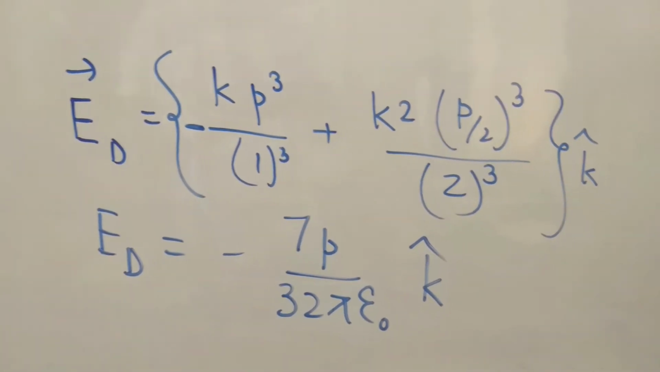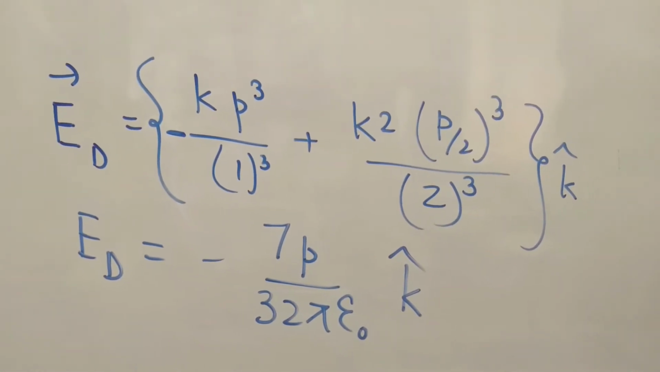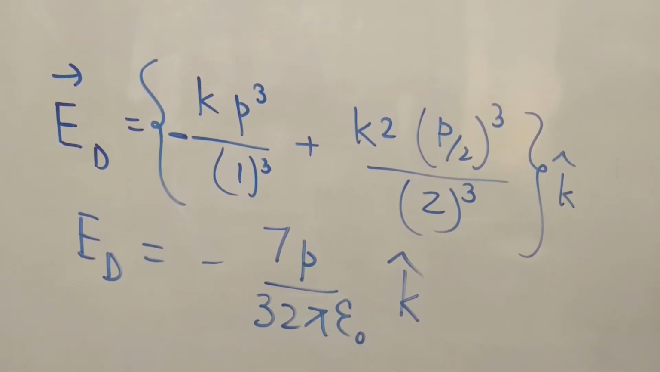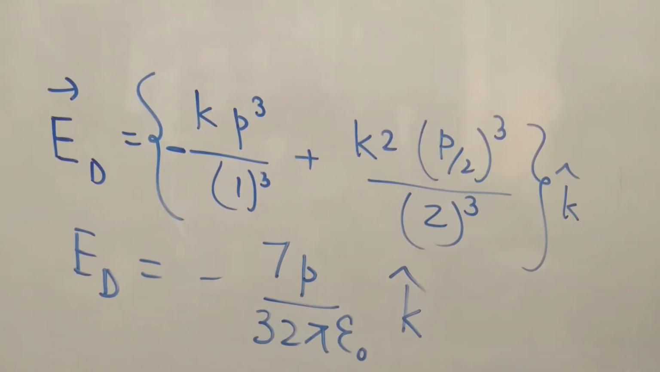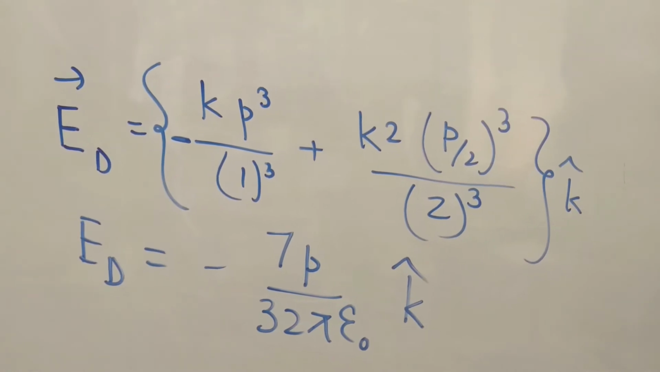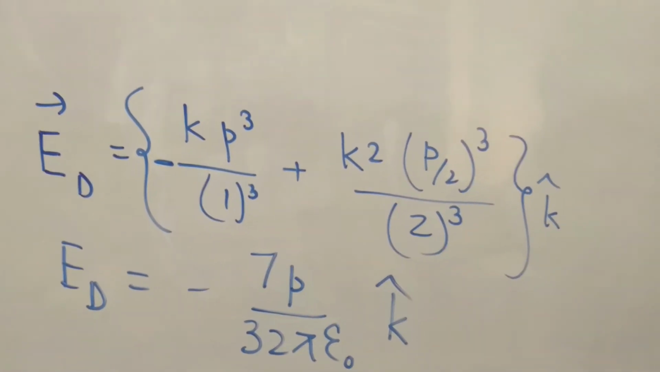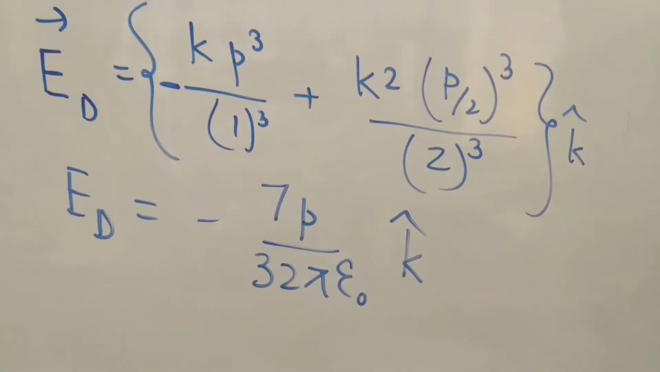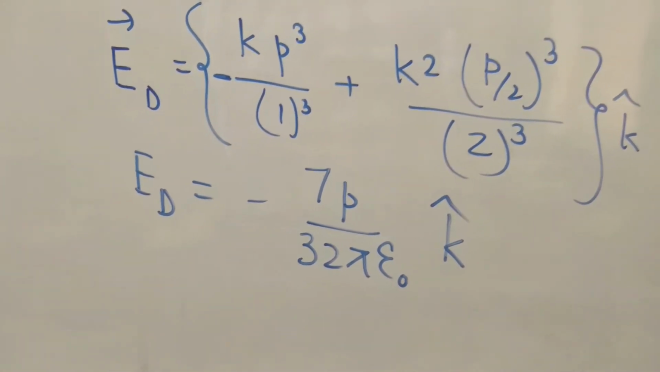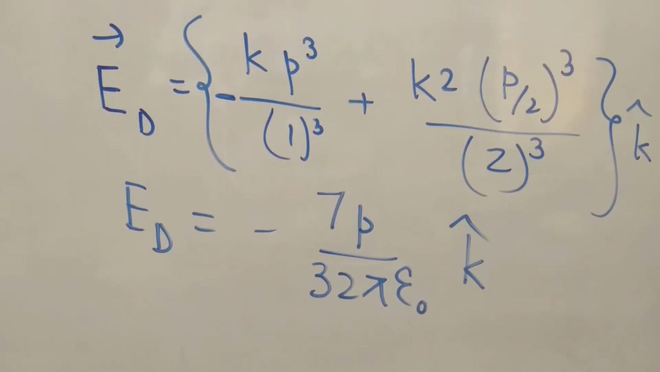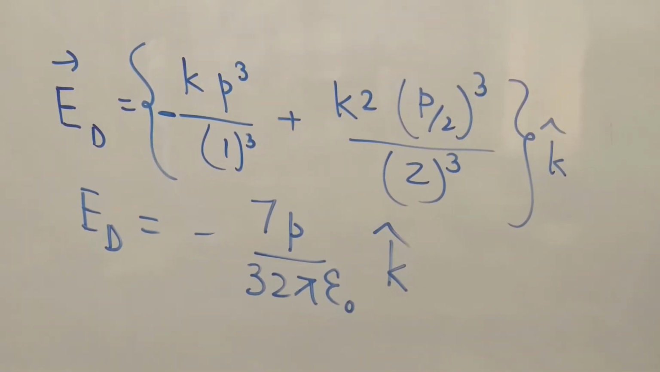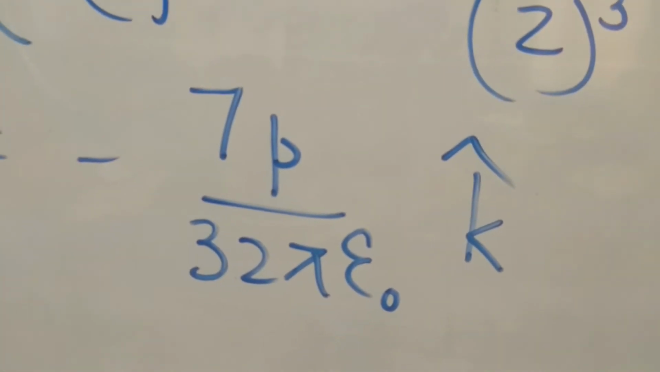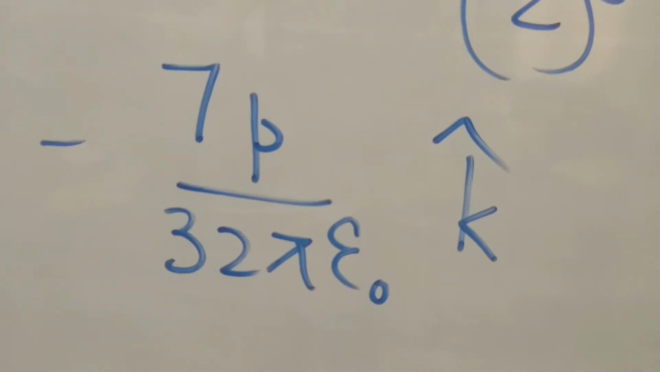So we are calculating the two electric fields due to these two dipoles. That's minus k, where k means 1 by 4 pi epsilon naught, kp by 1 cube, plus k into 2 into p by 2 whole cube by 2 cube, directed along k cap. Finally we get an expression which is minus 7p by 32 pi epsilon naught k cap. So the effective electric field will be downward. Whatever convention we have, it is just vector addition. So this is the final answer: 7p by 32 pi epsilon naught k cap, and it is minus.